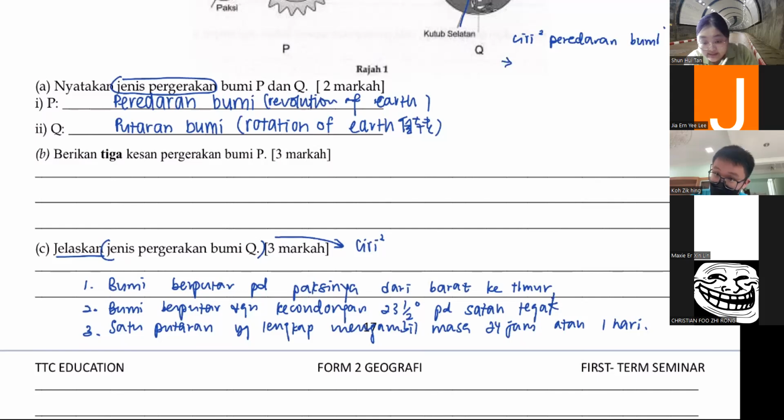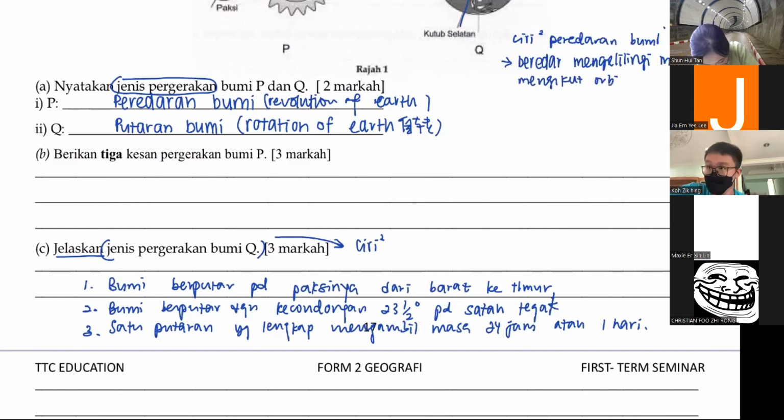Okay, normally what you can say is they beredar mengelilingi matahari, mengikut orbitnya. Follow their orbit anti-clockwise, dengan arah lawan pusingan jam. This is the first thing you have to explain for your peredaran.